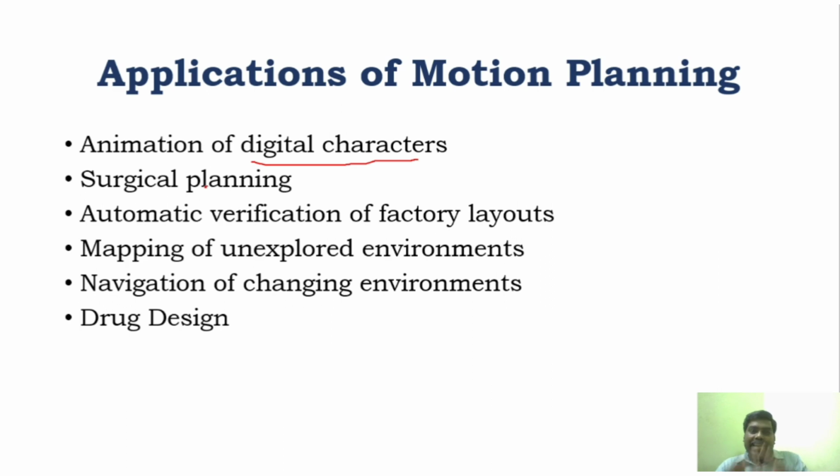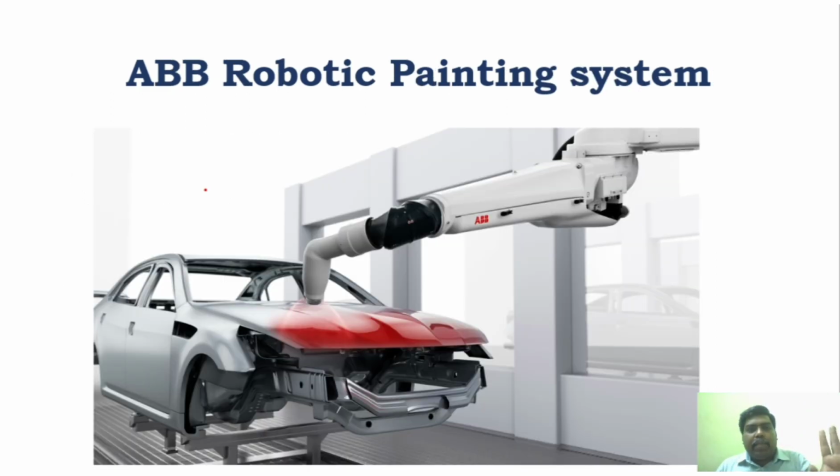Okay, when you look at all this, you will not understand it at once. I'll just give you some examples for that. The first one is why motion planning is very important. Motion planning for a robot is very important, because if you see this particular diagram, you will be able to understand.